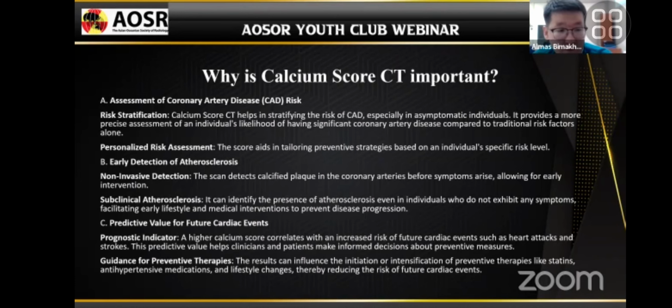Third, predictive value for future cardiac events. It is a prognostic indicator. A higher calcium score correlates with an increased risk of future cardiac events such as heart attacks and strokes. This predictive value helps clinicians and patients make informed decisions about preventive measures. Guidance for preventive therapies: the result can influence the initiation or intensification of preventive therapies like statins, antihypertensive medication, and lifestyle changes, thereby reducing the risk of future cardiac events.